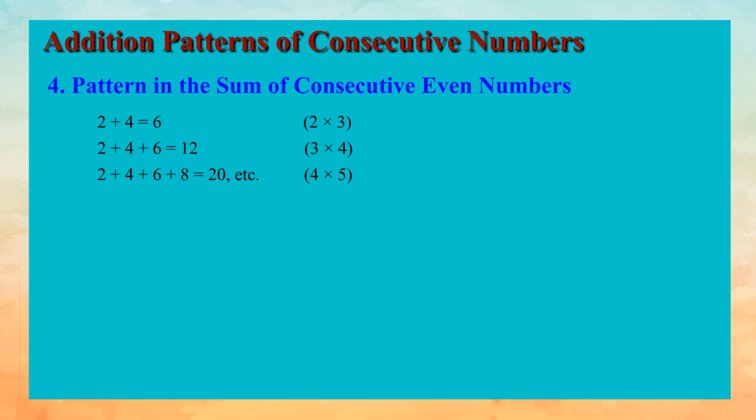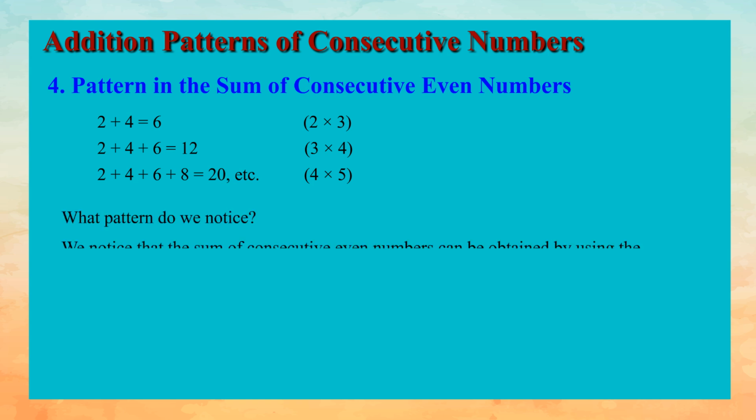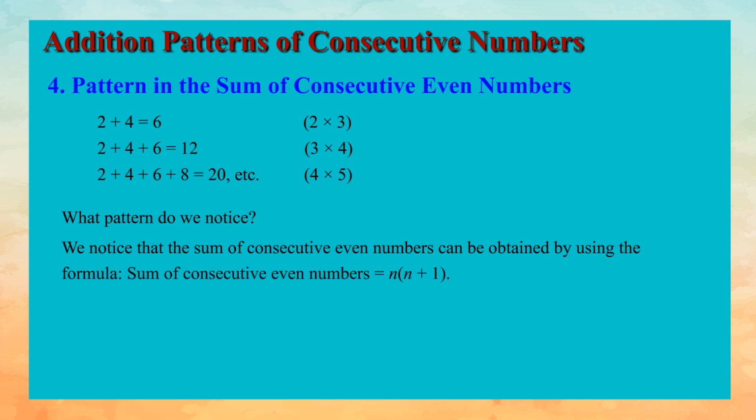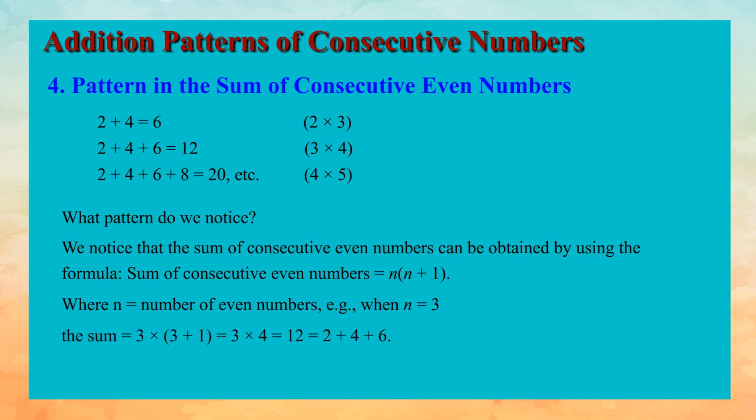4. Pattern in the sum of consecutive even numbers. What pattern do we notice? We notice that the sum of consecutive even numbers can be obtained by using the formula: sum of consecutive even numbers equals n multiply n plus 1, where n equals the number of even numbers. For example, when n equals 3, the sum equals 3 multiply 3 plus 1 equals 3 multiply 4 equals 12 equals 2 plus 4 plus 6.